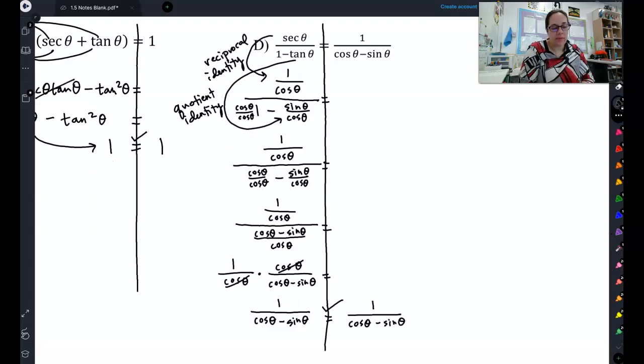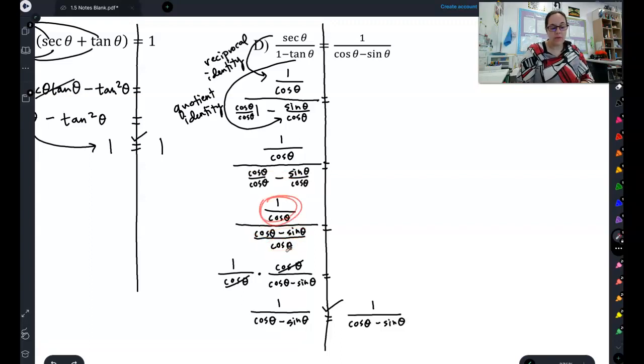To get a common denominator on this, I'm changing the 1 to be a cosine over cosine. Same thing, but now they have a same denominator. And now that they both have cosine in the denominator, I can subtract the numerators. So the numerators become cosine minus sine all over the common denominator of cosine.